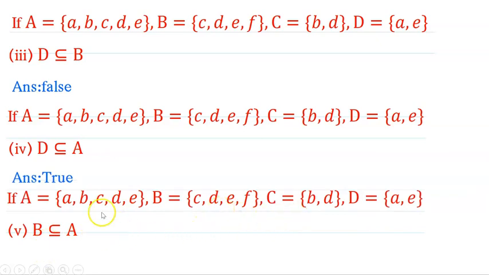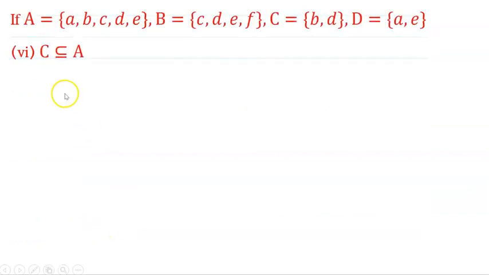Okay. Next, B is a subset of A. No, this is not possible because all the elements of B are not in A and hence it is not a subset. For example, B मध्ये F आहे तर तो A मध्ये आहे का? तर नाही आहे. C आहे, D आहे, E आहे, but the element F belongs to B and F does not belong to A and hence B is not a subset of A.